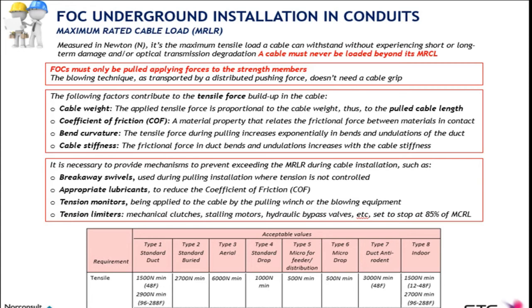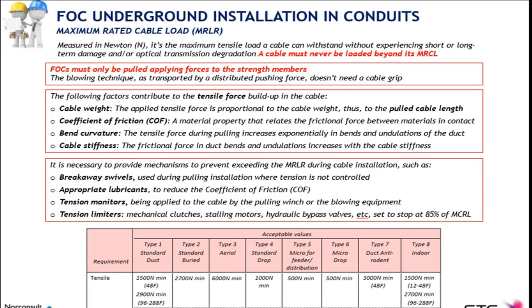What factors contribute to increase the tensile force in a cable installation? The cable weight, number one. The heavier the cable, the more tensile force you have to apply to pull it. So the cable weight is number one. The coefficient of friction, as we have seen earlier today. The higher the coefficient of friction, the higher the friction between the duct and the cable will be, and the higher the pulling force you will have to exert to make it move inside.